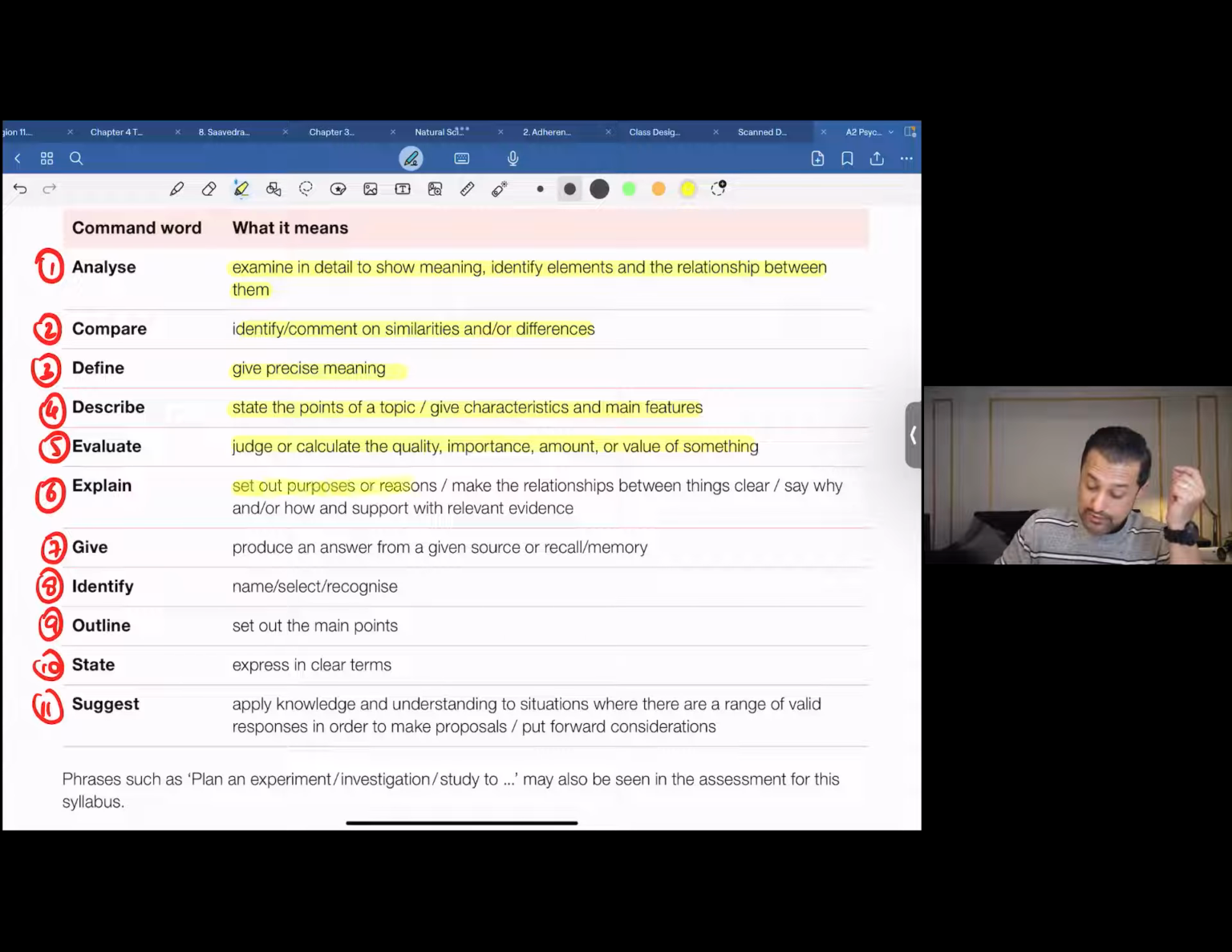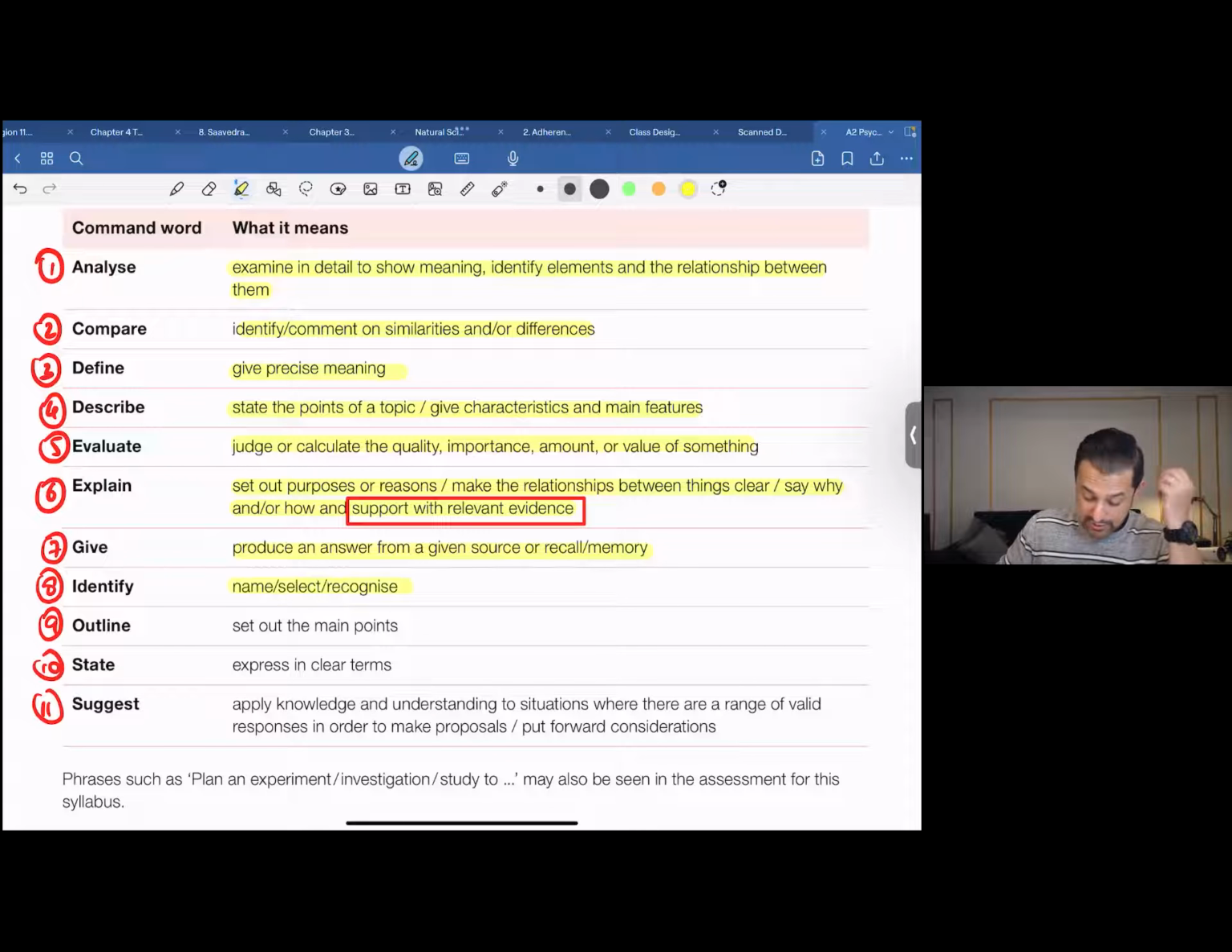Explain is to set out purposes or reasons, make the relationship between things clear, say why and/or how, and support with relevant evidence. So yeah, I'd put this here. Okay. Now, give is to produce an answer from a given source or recall a memory.